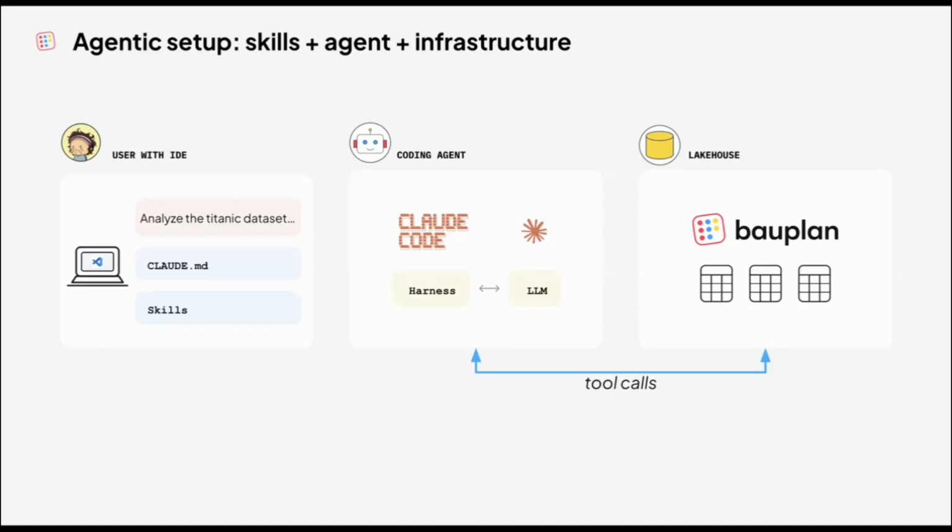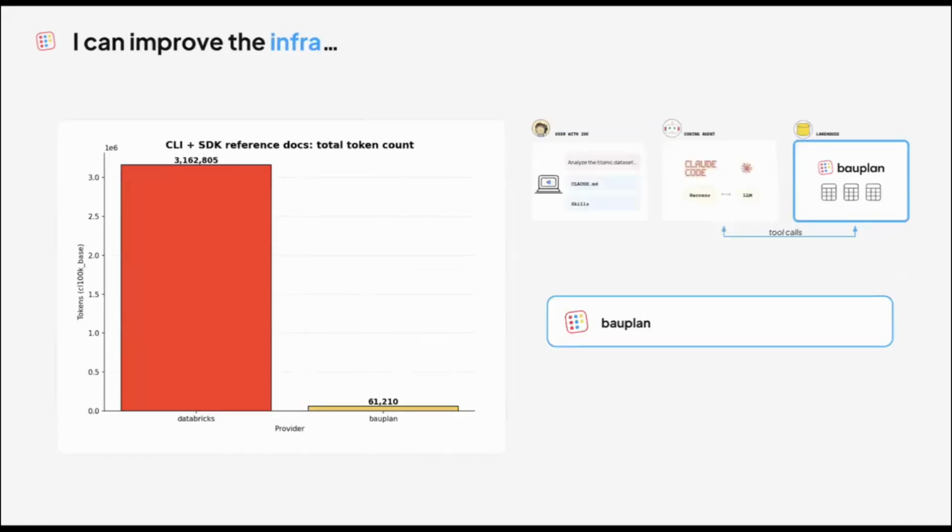So if you want to improve the system, where can we start? These are the three pieces. What can we do? Option number one, start from the right. We can make better infra. And of course, I think I'm allowed to be a bit biased here, we think Bauplan is already a good agentic infra.